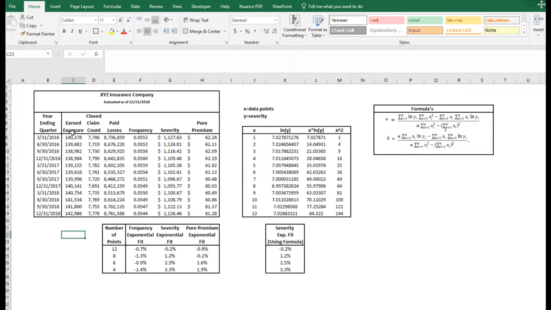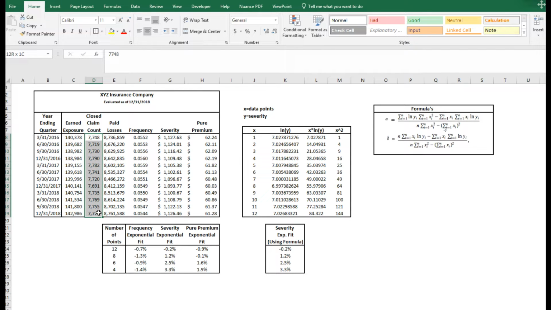If you know those three considerations, what makes a good exposure base, that puts you at a leg up. The more familiar you are with the terminology, the better off you will be. So that's just a quick bit on exposures.